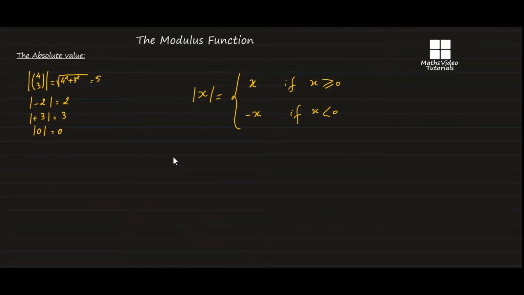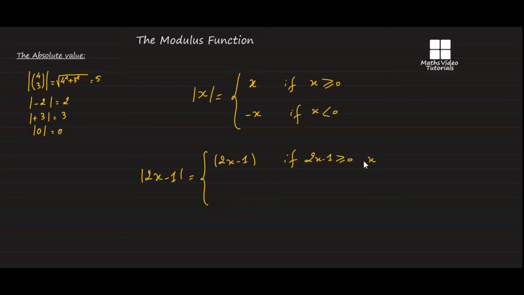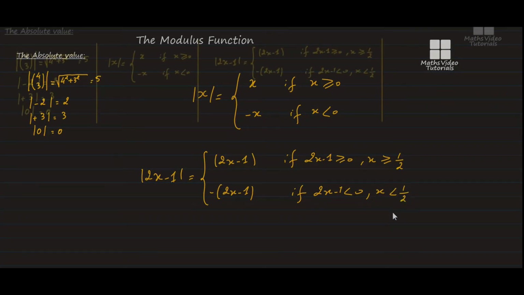So let's say we want the absolute value of 2x minus 1. It will return 2x minus 1 if the expression 2x minus 1 is greater or equal to 0, and this will give us the inequality x greater or equal to a half. It will return -(2x minus 1) if the expression 2x minus 1 is less than 0, and it will give us the inequality for x less than a half.